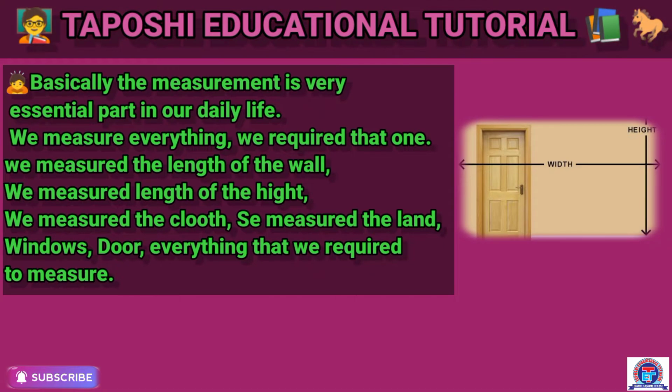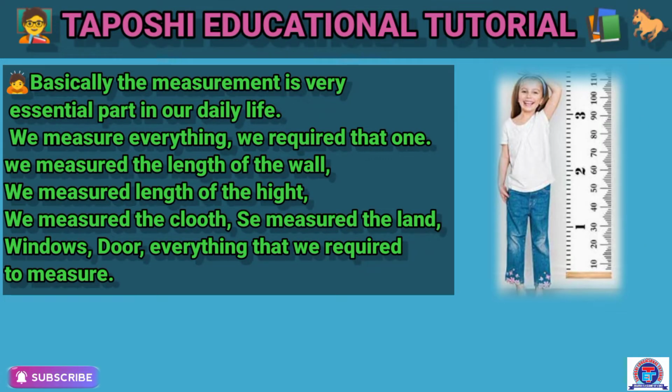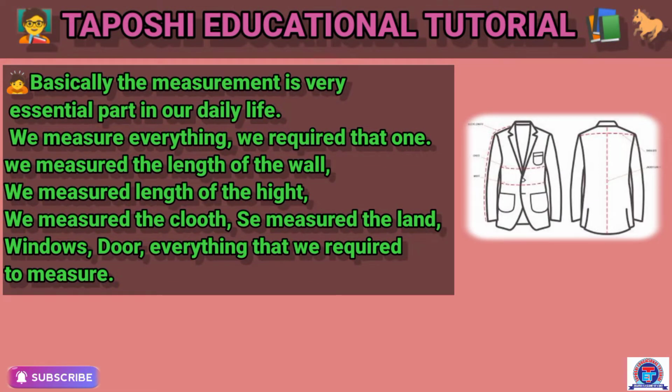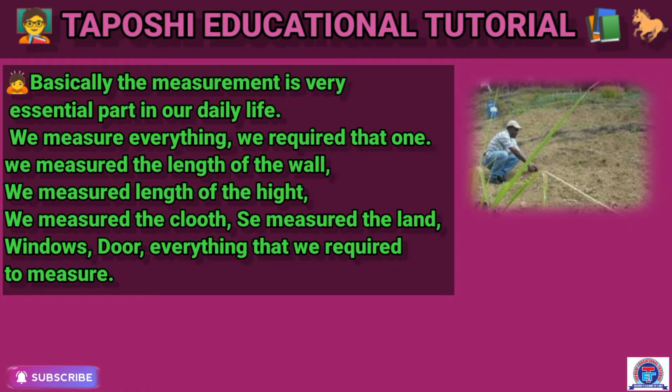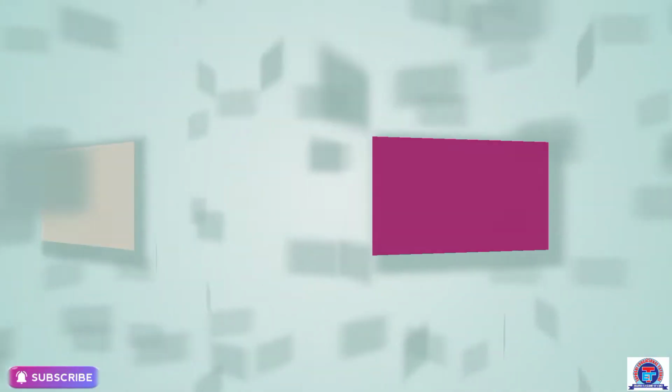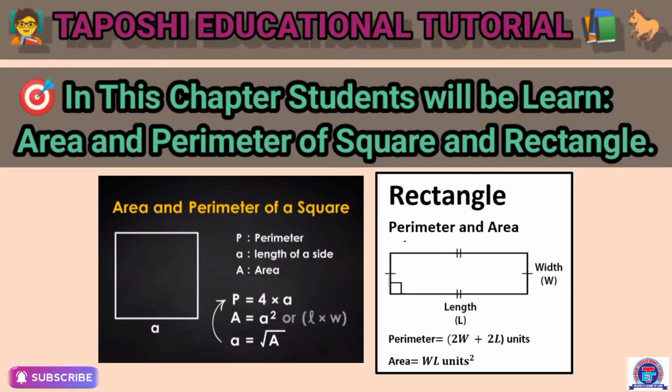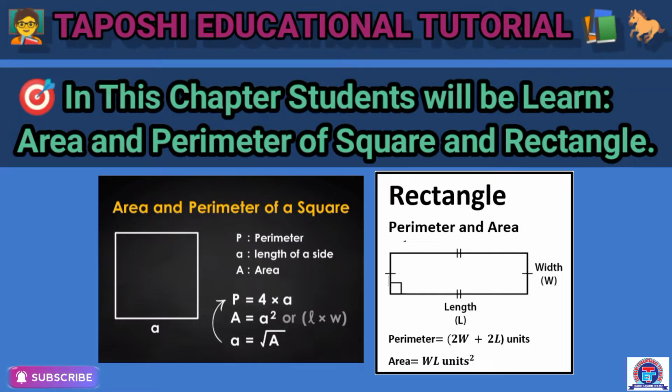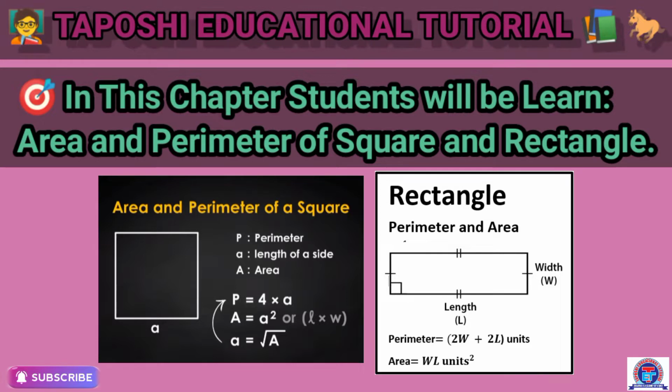We measure the length of the wall, we measure the height, we measure the cloth, we measure the land, window, door, everything we require measurement. Okay, in this chapter, basically we understand the measurement of area of a rectangle or a square, and also we understand the perimeter of a square and rectangle.